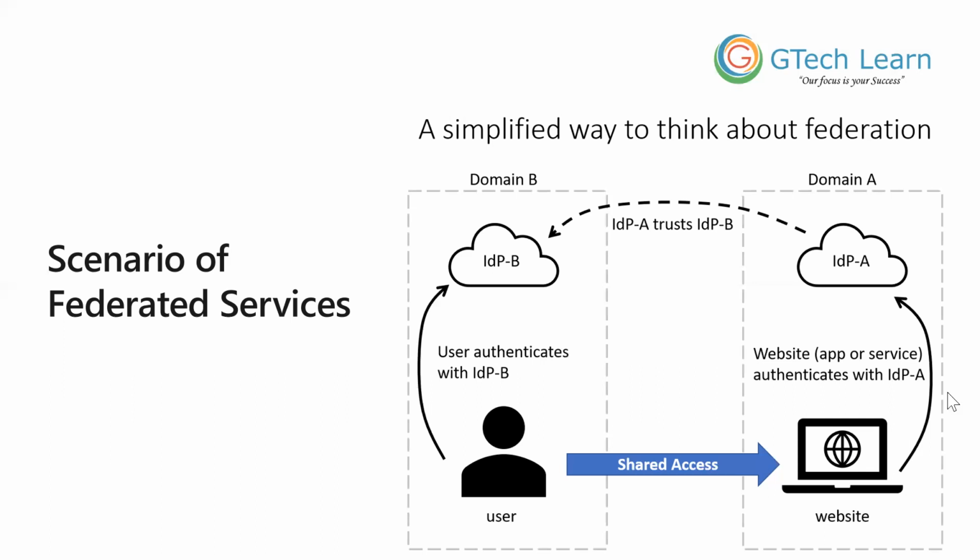The real life example of this federation is Facebook. So if you want to use Facebook, you must have an account on Gmail, or you have an account on Yahoo. So this is an example of federation. It means Facebook trusts Gmail or Yahoo.